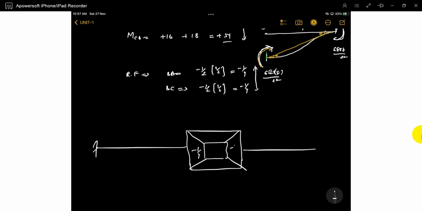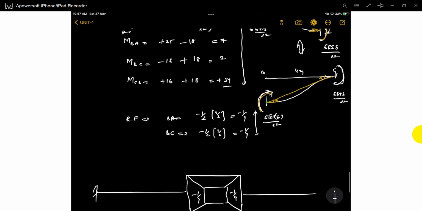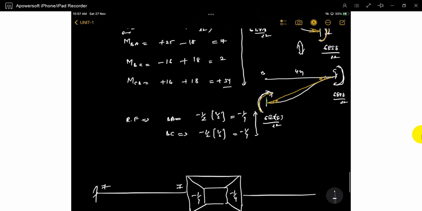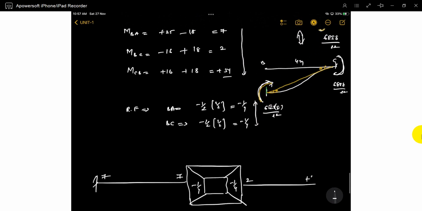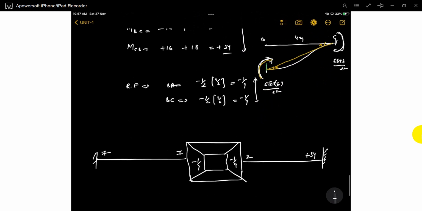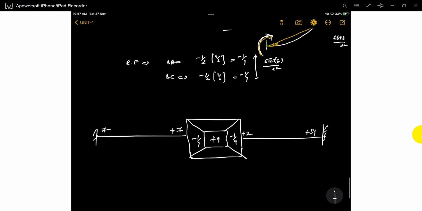It's minus 1 by 4, minus 1 by 4. So see, this is plus 7, plus 7. Both are plus if any concentrated moment is acting. It's a 2. It's a plus 34. Everything is plus. Okay, so what is that value? 7 plus 2, the sum of the fixed end moments. Plus 7 plus 2, so it's plus 9. Okay, plus 9. That's it.